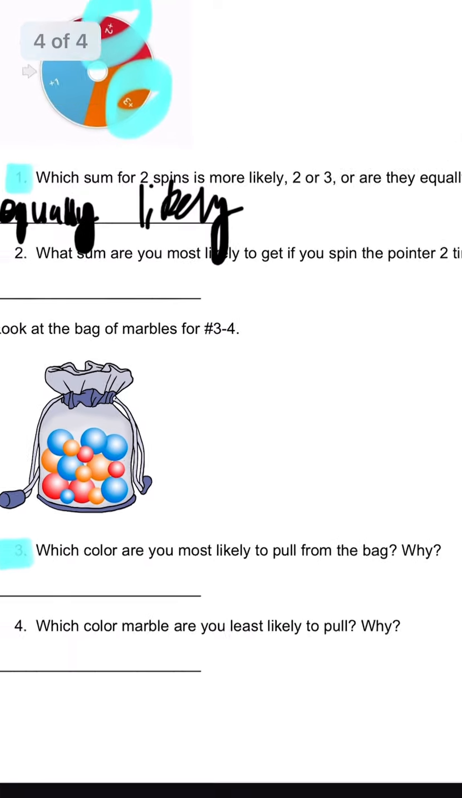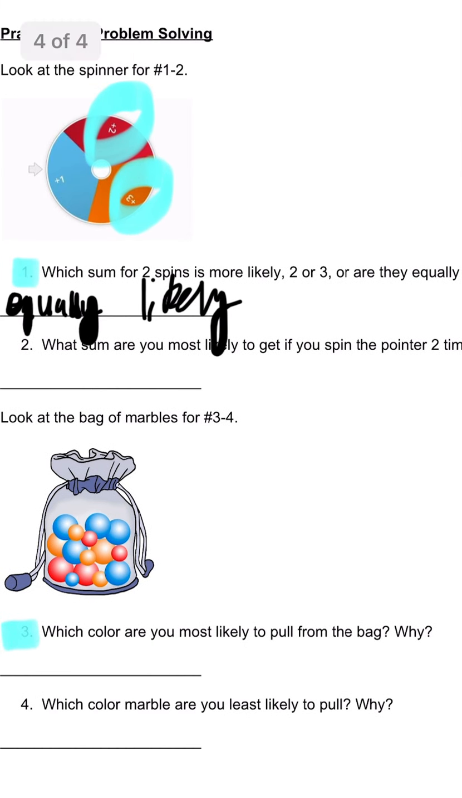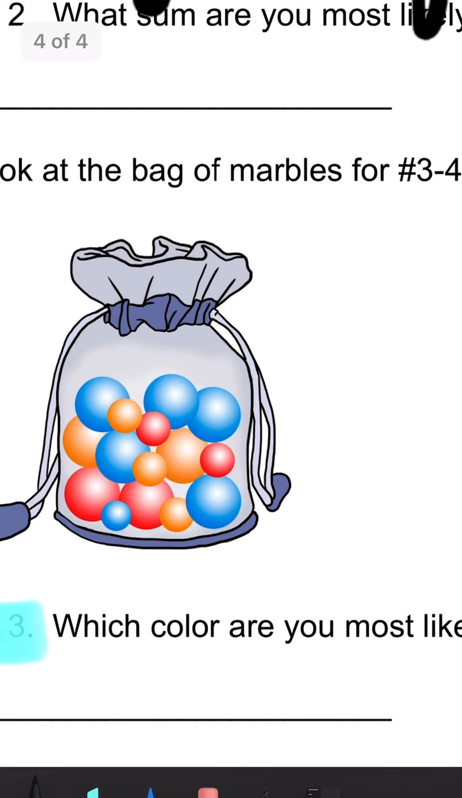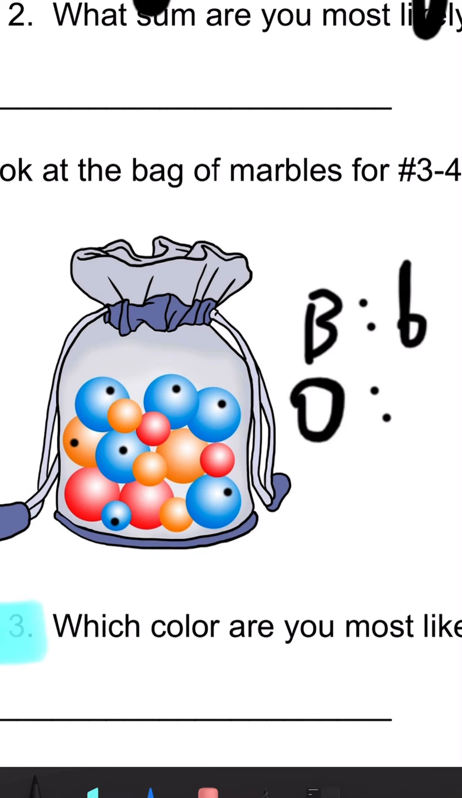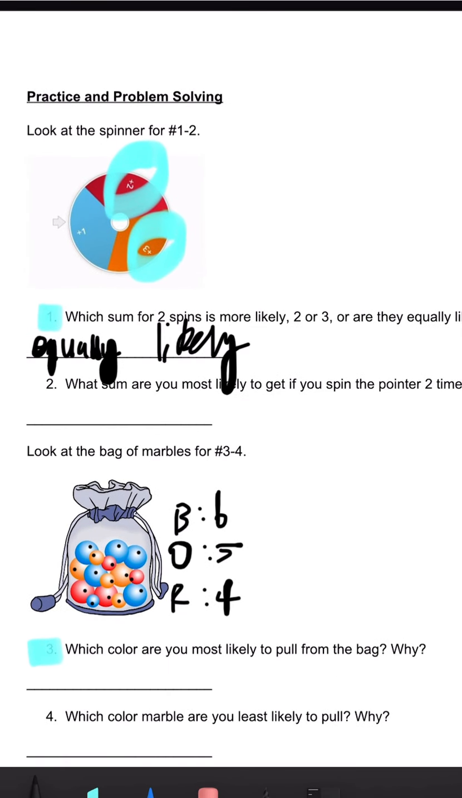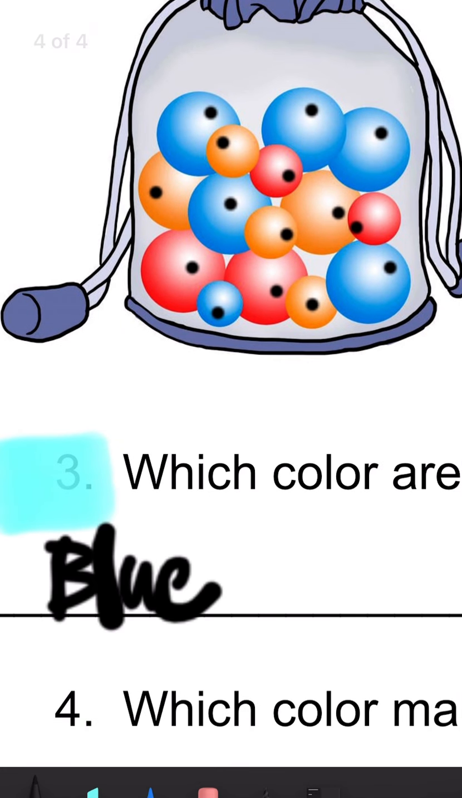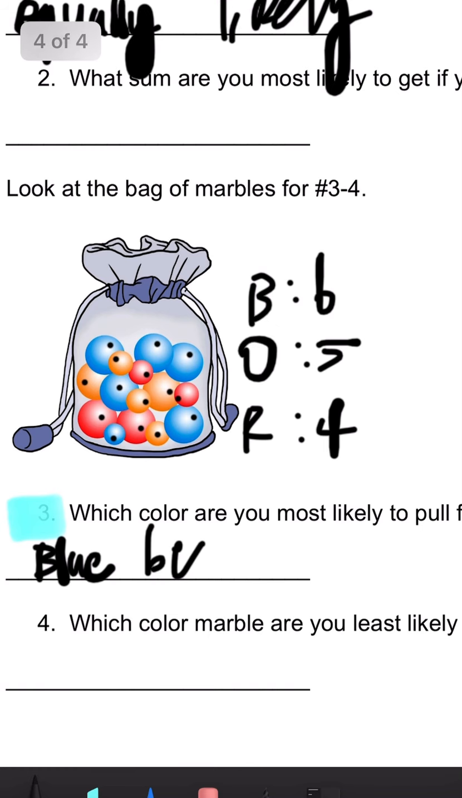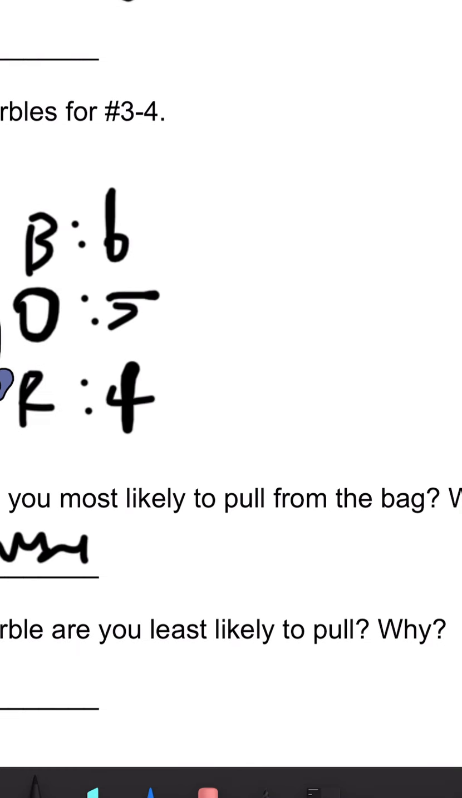Number 3, we have which color are you most likely to pull from the bag and why? So we're going to count the number of blues we have. We have 1, 2, 3, 4, 5, 6. Orange, we have 1, 2, 3, 4, 5. And red, we have 1, 2, 3, 4. So what color are you most likely to pull? Obviously, it's going to be the greatest number, so it's going to be blue because it is the greatest.